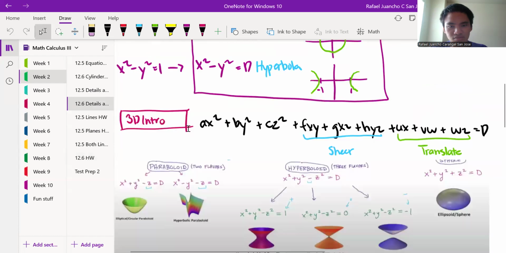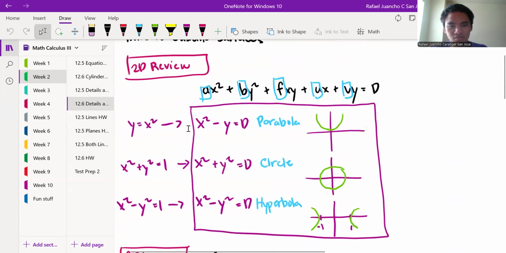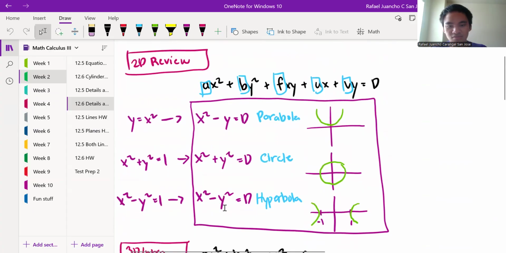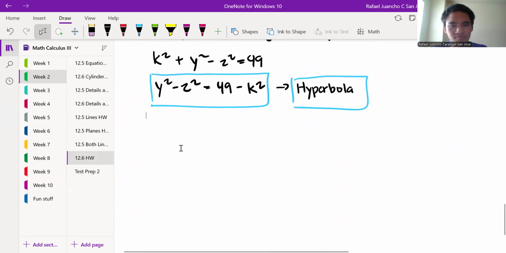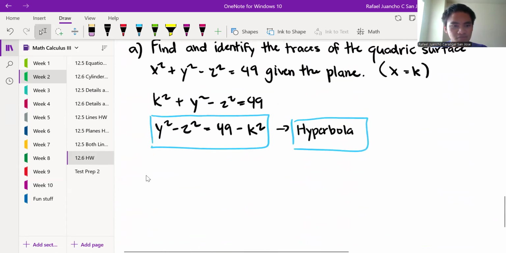Yeah, it's a hyperbola. Let me just double check just to be sure. Yeah, if it's subtraction, it's a hyperbola. Let me hit submit and see what happens. Nice. Okay, next.